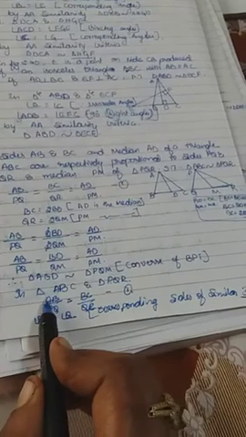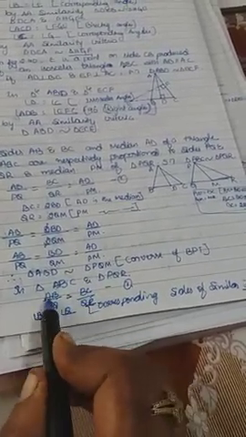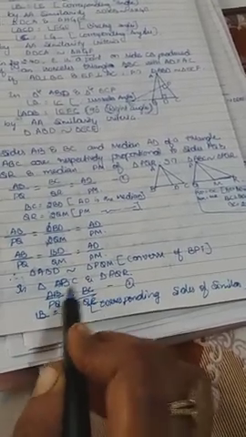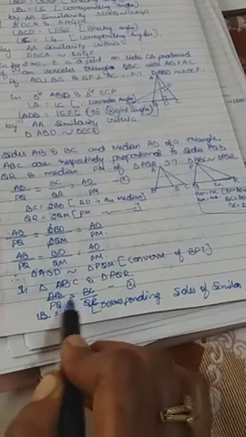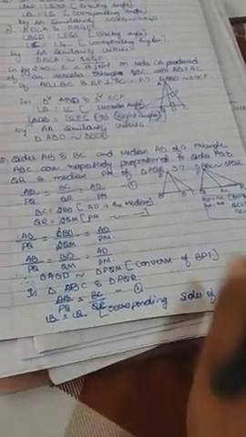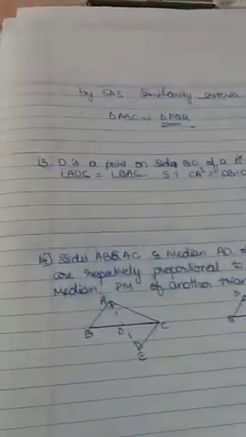Don't get confused, it is the SAS. Here one angle and two sides we have taken, because if the sides are equal, they are proportional. AB equal to BC and PQ equal to QR. If they are proportional, so that's why two sides and one angle, so by the SAS criteria we can prove triangle ABC similar to triangle PQR. Hope you will understand. Let us move to the third one.